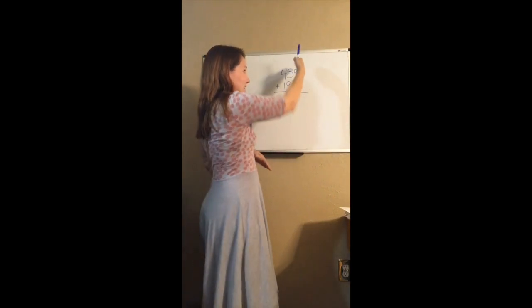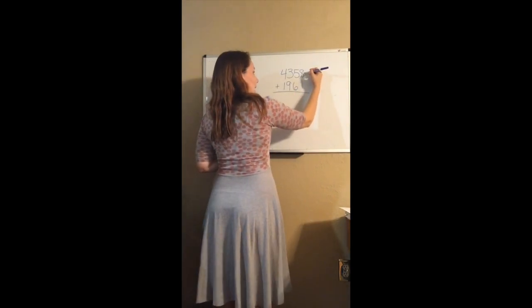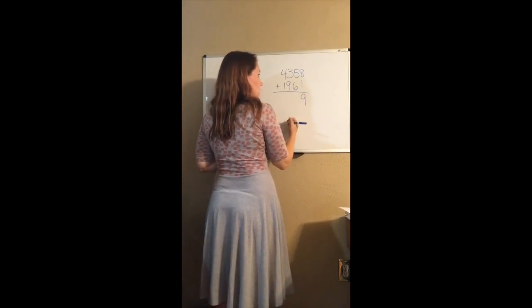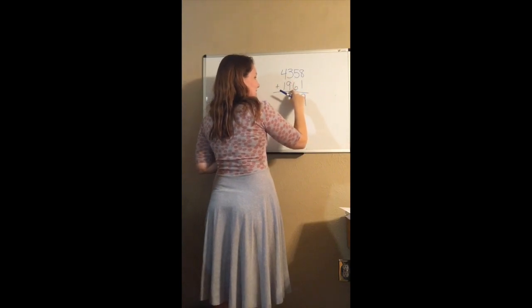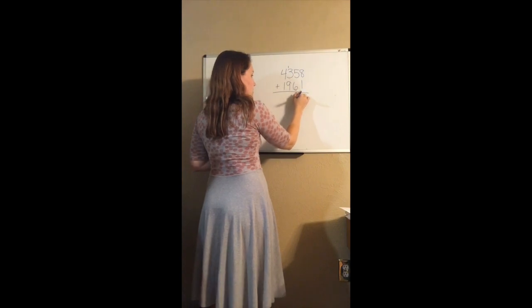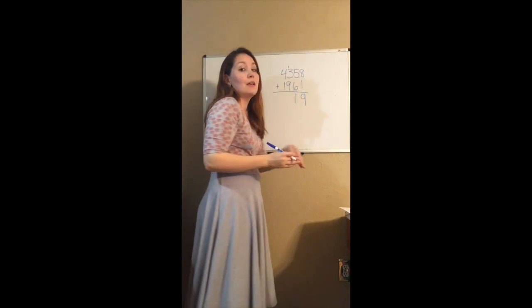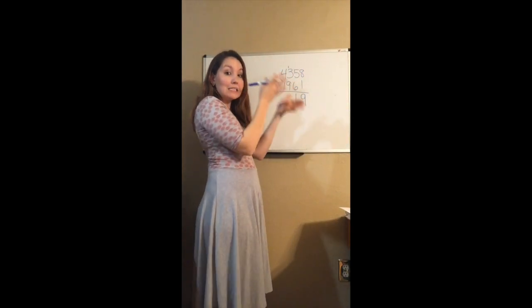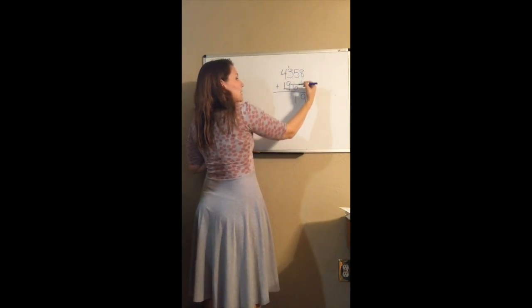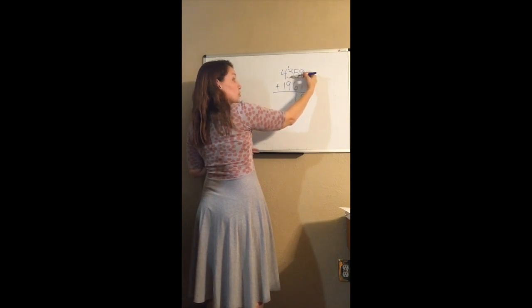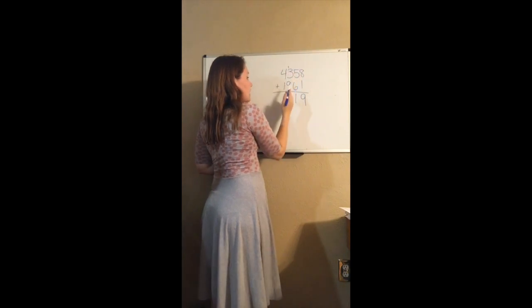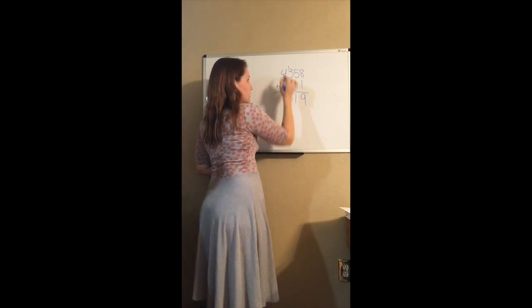So what we can do now is add down. 4 plus 1 gives us 5. 5 plus 6 gives us 11. So we write 1 and carry that 1 because that 1 belongs in the next place value. 3 plus 9 gives us 12. Plus another 1 gives us 13.